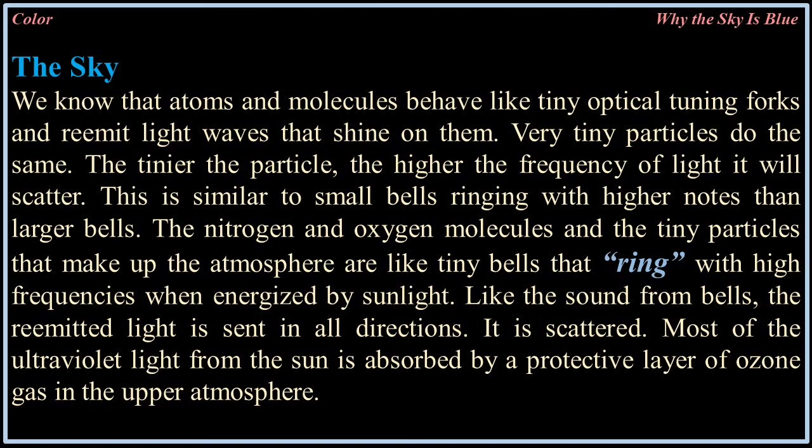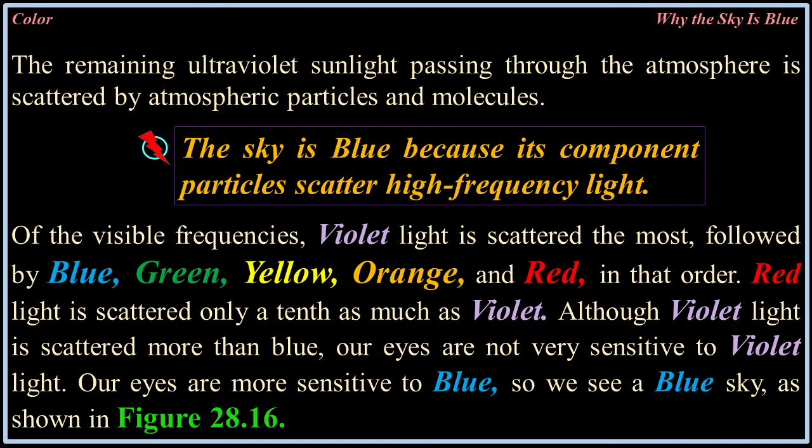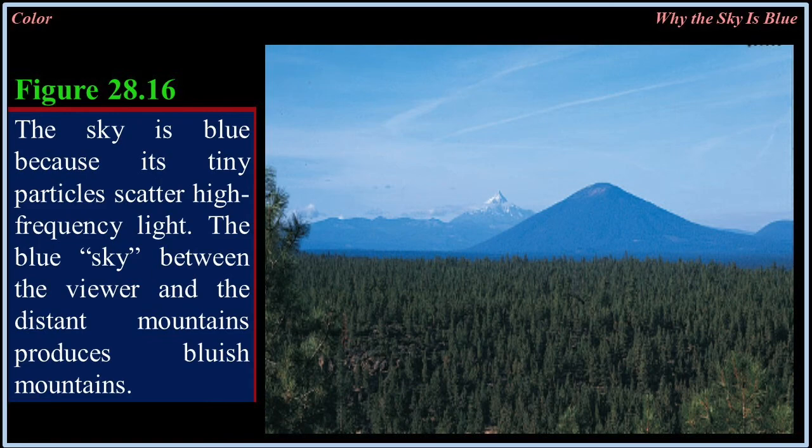It is scattered. Most of the ultraviolet light from the sun is absorbed by a protective layer of ozone gas in the upper atmosphere. The remaining ultraviolet sunlight passing through the atmosphere is scattered by atmospheric particles and molecules. The sky is blue because its component particles scatter high-frequency light. Of the visible frequencies, violet light is scattered the most, followed by blue, green, yellow, orange, and red, in that order. Red light is scattered only a tenth as much as violet. Although violet light is scattered more than blue, our eyes are not very sensitive to violet light. Our eyes are more sensitive to blue. So we see a blue sky, as shown in Figure 28.16.